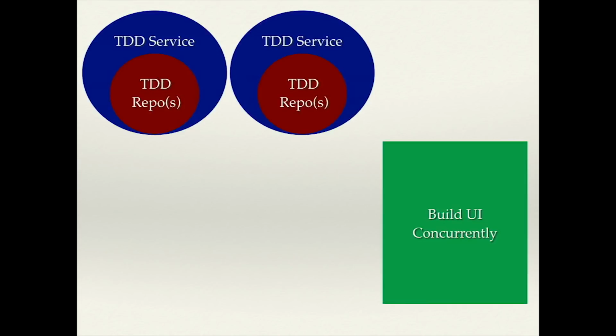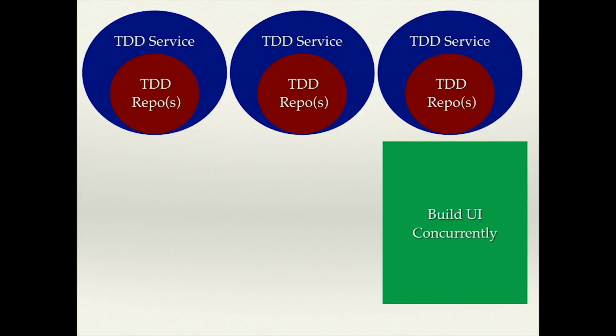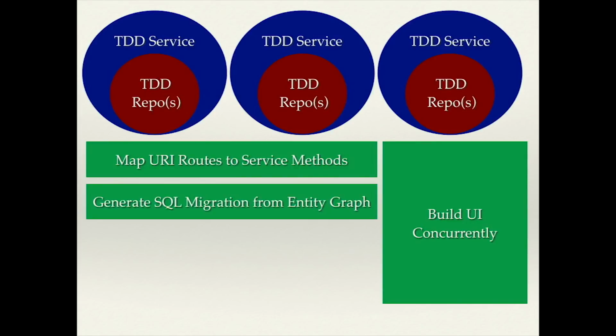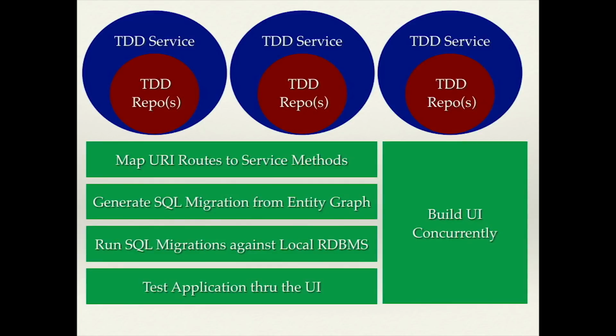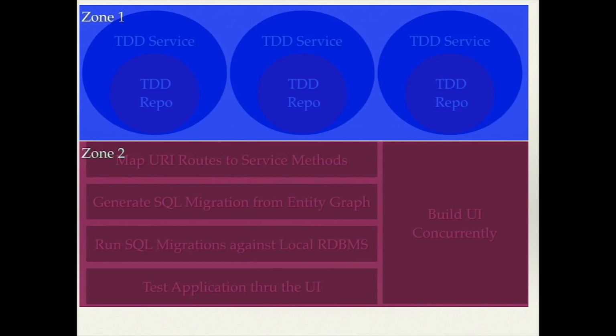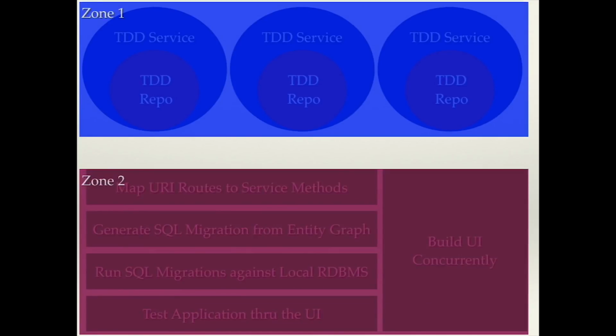So the workflow now looks like this. I might first TDD my repository, TDD my service that uses the repository, and repeat. Meanwhile, I could have somebody else on the team build a UI concurrently. They don't have to worry about my business logic just yet. And then I TDD more services. And then finally, I'll map the URI, create the migrations, run them, and then test the application through the UI. But what matters here is that you think of it as zone 1 and zone 2, and they are decoupled.